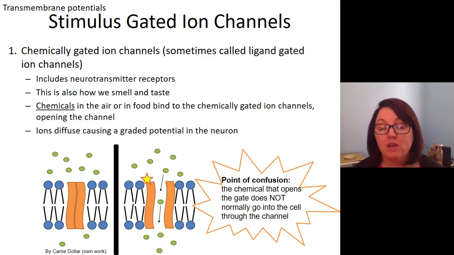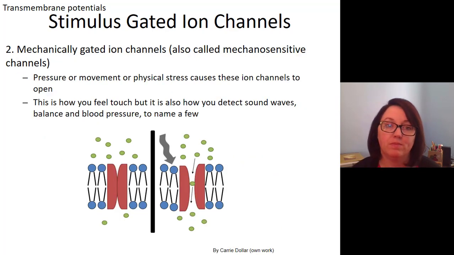Now, don't forget, the chemical itself does not go through the ion channel. The chemical is simply acting as a stimulus that opens the gate, and it's the ions that go through the channel. Mechanically gated ion channels are open due to changes in movement or pressure or something like that. Some sort of physical stress will cause this type of channel to open. This is how we're going to sense touch, but it's also how we're going to hear and how we will detect balance too.